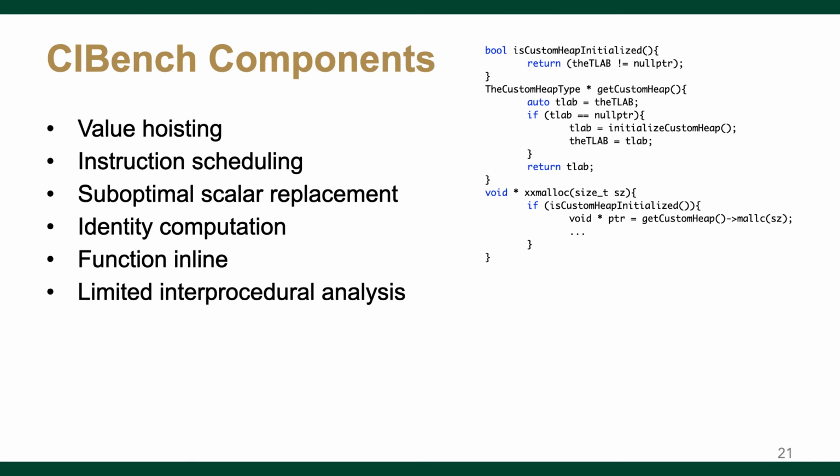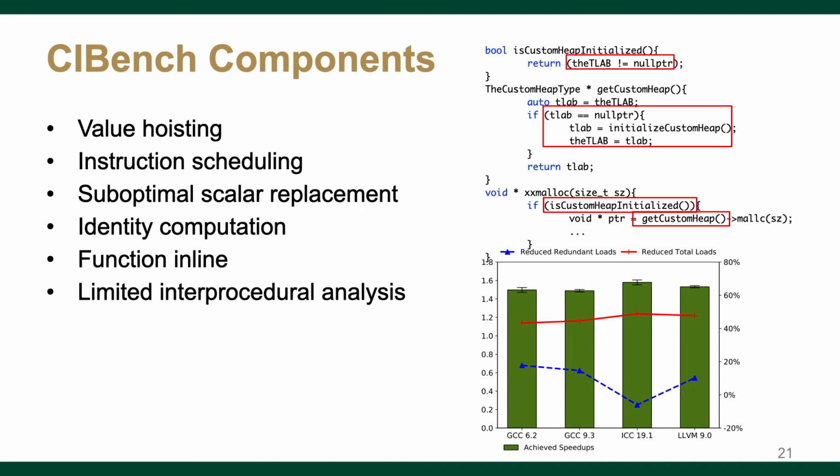And the last type of inefficiency is limited inter-procedural analysis. We can see that these two functions include code to check whether the TLab is equal to a null pointer, which makes the second check redundant. The compiler does not perform the optimization due to limited interprocedural analysis. So to remove the redundancy, we inline these two functions into their caller and remove the second redundant check. And through our investigation, we found that all compilers failed to eliminate the redundant check across the function call.